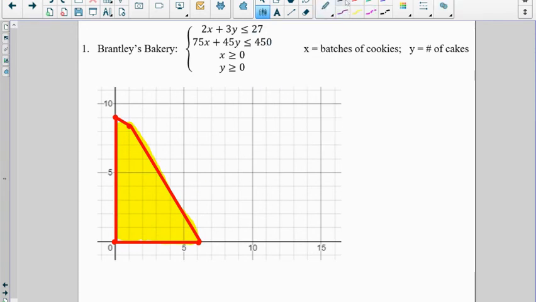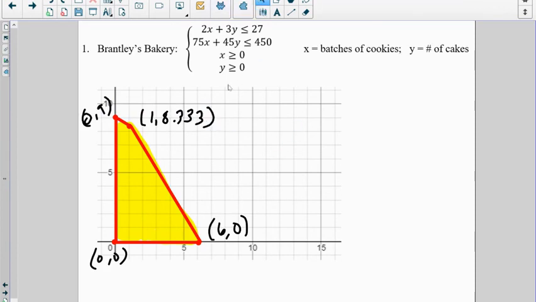All right, then the last thing that we need to do is just identify what those coordinates were by listing your vertices. So we had 6, 0, 0, 0, 0, 9, and if I remember right, this was 1, 8.3 repeating on that one. All right, so that is all we need to do for the application problem.